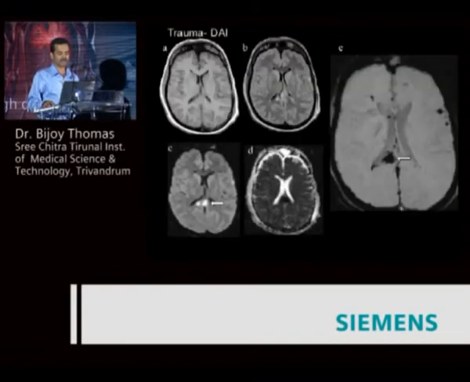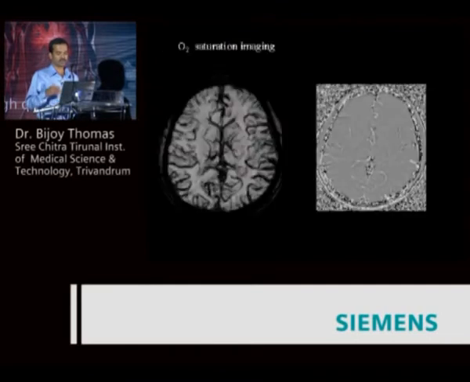In trauma, this has replaced probably other sequences, other than diffusion. Most of the sequences are replaced by SWI for detecting diffuse axonal injury. I had a video, but unfortunately it is not working. You can see multiple hemorrhages, especially in the brainstem and the splenium, microbleeds in the setting of a trauma. This will suggest that there's a diffuse axonal injury. And if you see diffusion restriction as well as microbleeds, it basically suggests a bad prognosis.